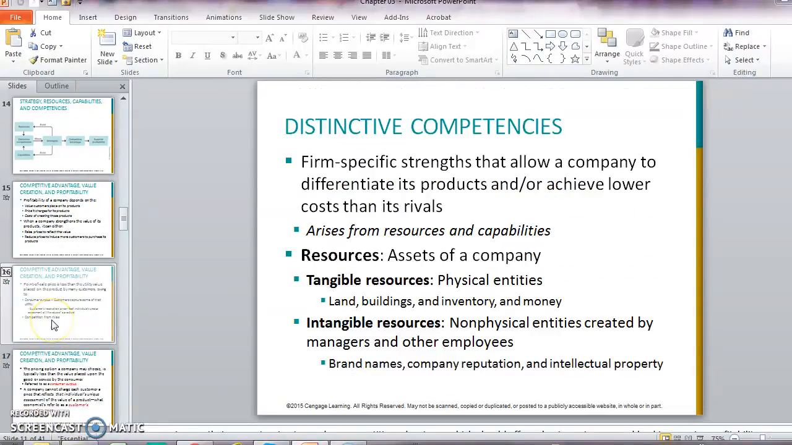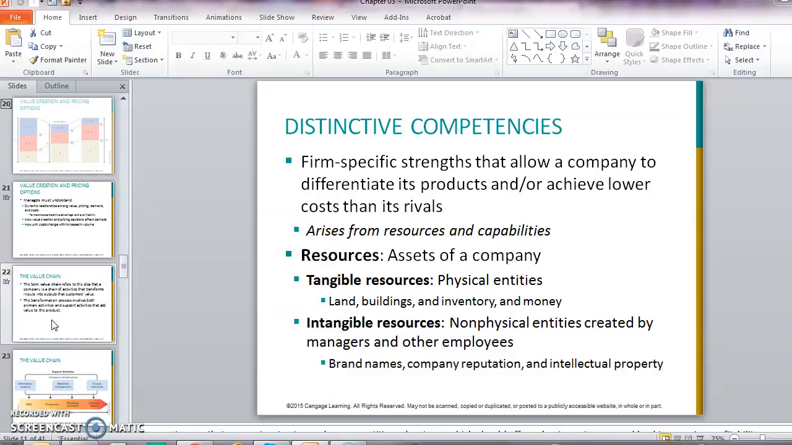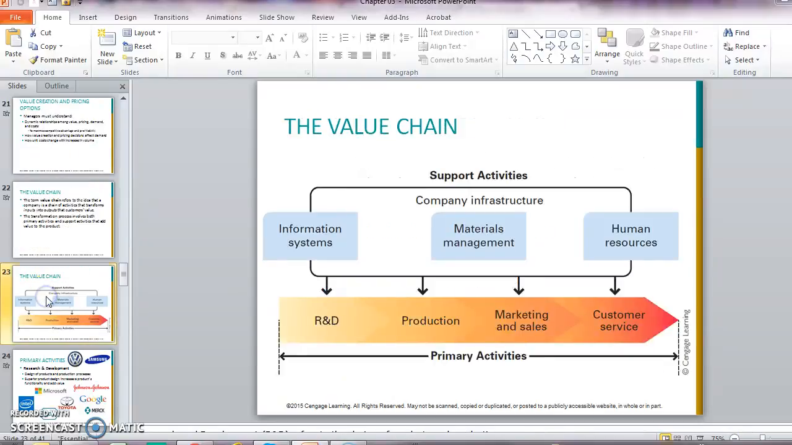Another area that I'd like to talk about is the value chain. This is a very important concept that we're going to be spending quite a bit of time on. You're going to be doing your project on it this week. You're going to be looking at the value chain for a hotel chain.